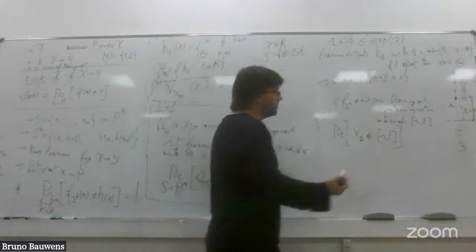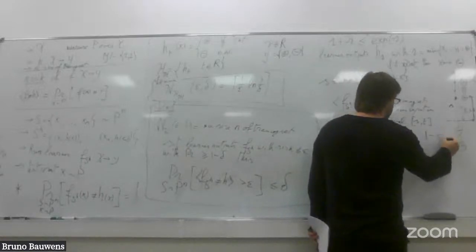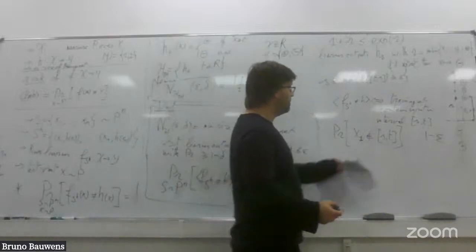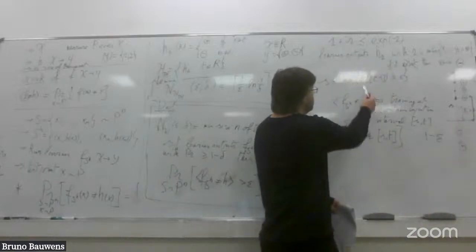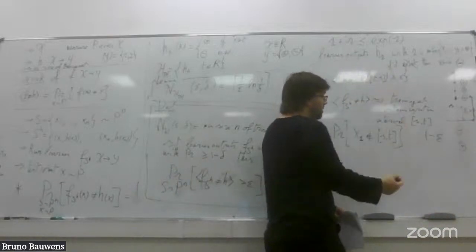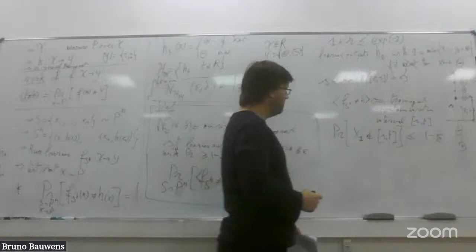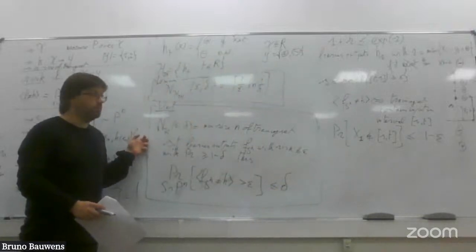So we know that this probability must be at least 1 minus epsilon. And so hitting the interval has probability at least epsilon by definition. So this is probability at most 1 minus epsilon. Okay, this is for the first input, but we do it n times.